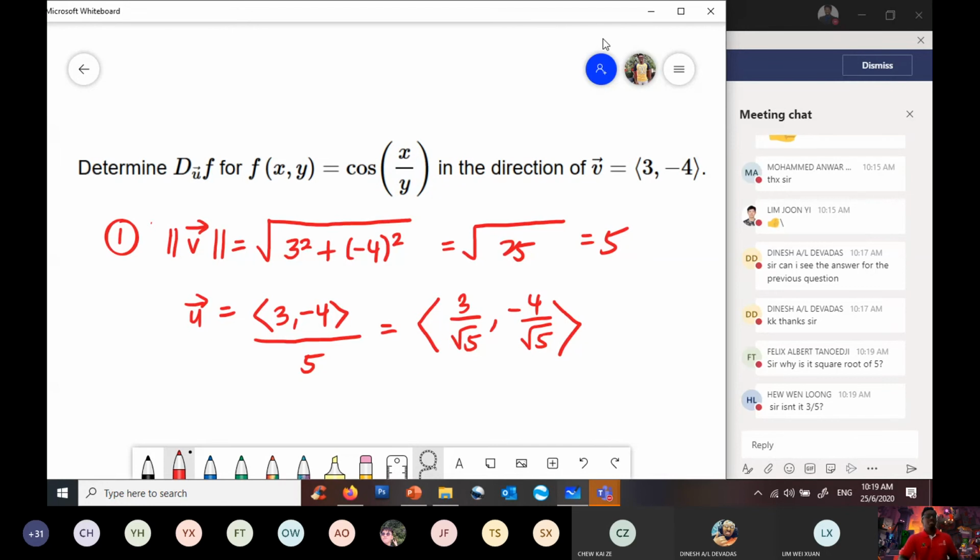Oh man, why did I put square root of 5? I think my mind is somewhere else. Thank you for correcting me. I think I keep on thinking of the square root 5 that we got way back during the example just now. Yup, 3/5 and -4/5. Thank you guys.